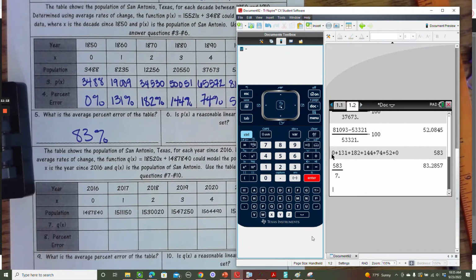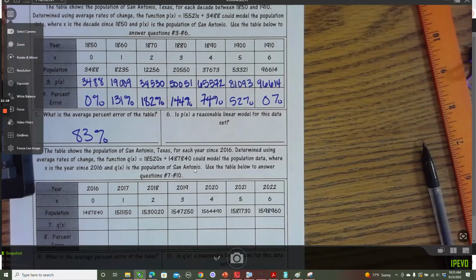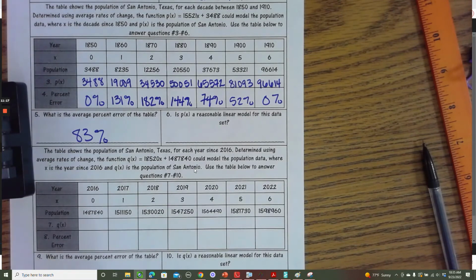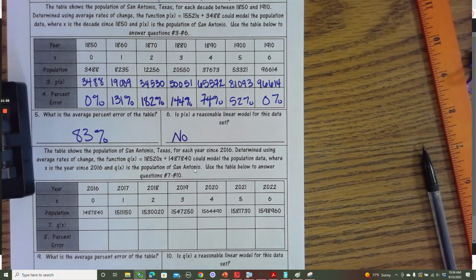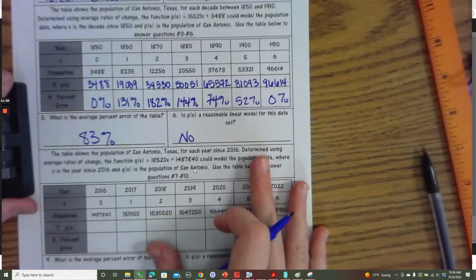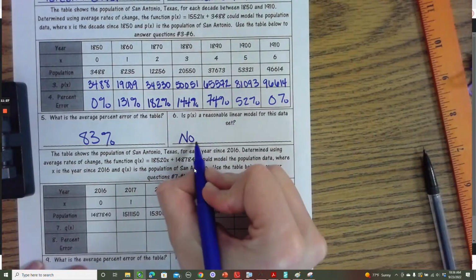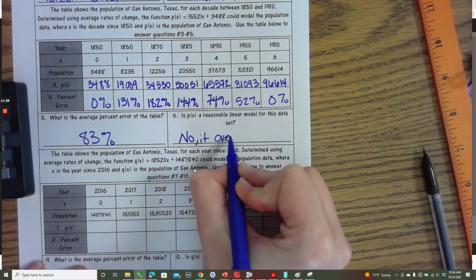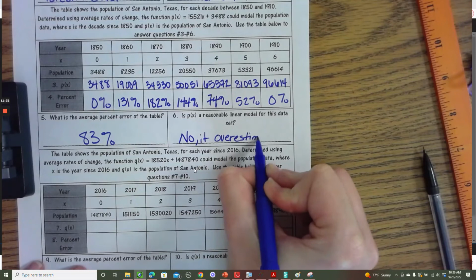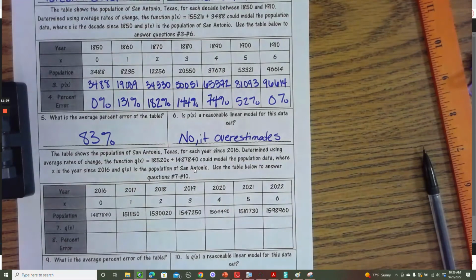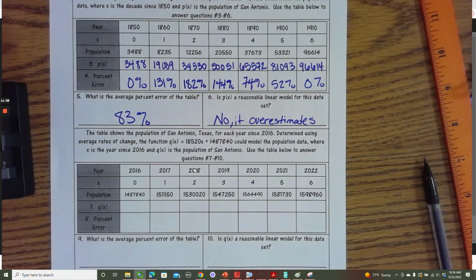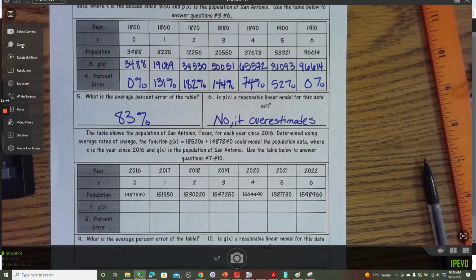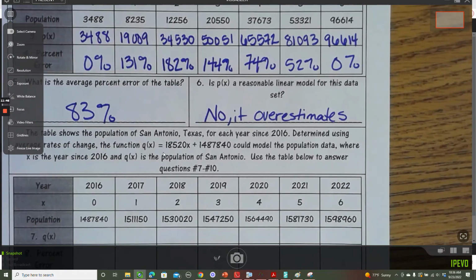That's not good. So it says, is P of X a reasonable linear model? No. Now, does it overestimate or does it underestimate? Over. All these predictions are too big. So be able to tell me, does it overestimate or does it underestimate? Should I just put it's over? Yeah, as long as you can tell me which way it goes, you're good. We got the next one.